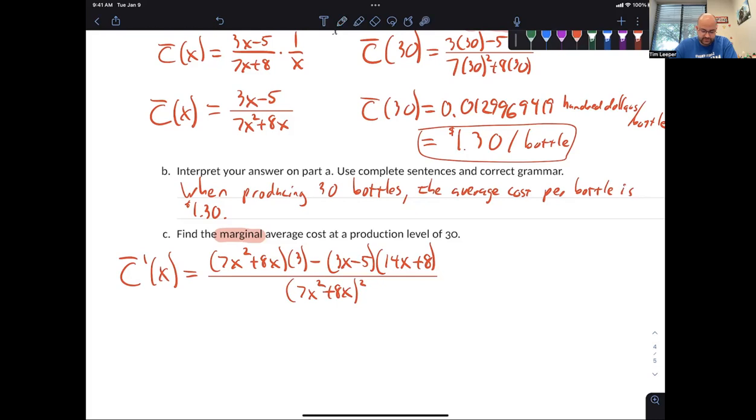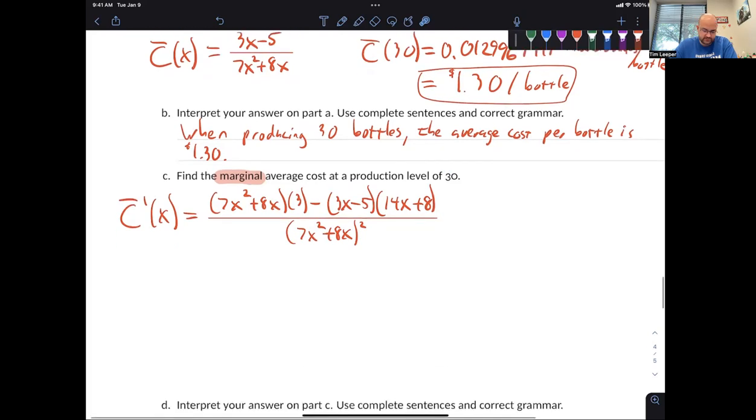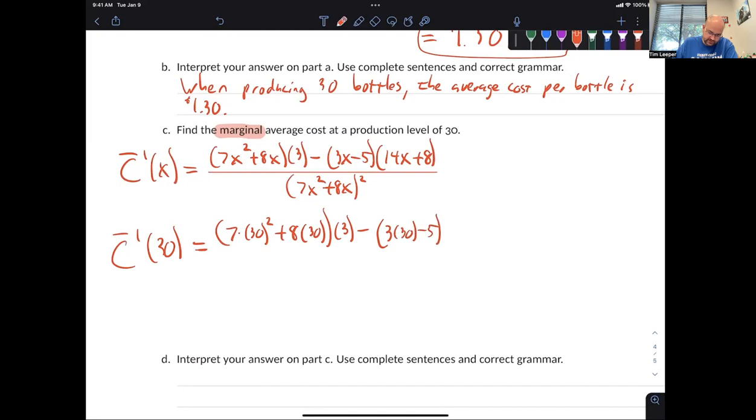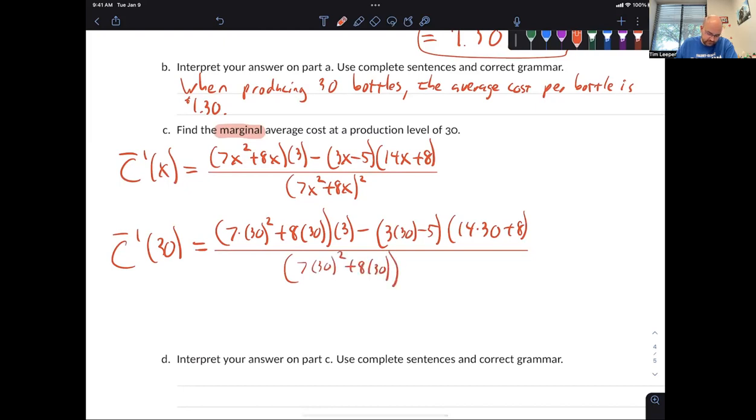Good. Now, notice that I could simplify this, but there's really no need to, because we want x to be 30, so I'm going to just get a number from all this. So really all I want to do is know what is C bar prime of 30 here. So this is 7 times 30 squared plus 8 times 30, times 3, minus 3 times 30 minus 5, times 14 times 30 plus 8, and then all over 7 times 30 squared plus 8 times 30, and then all of that being squared. Good deal. And then we just have to type this in. So let's do that and see what we get.